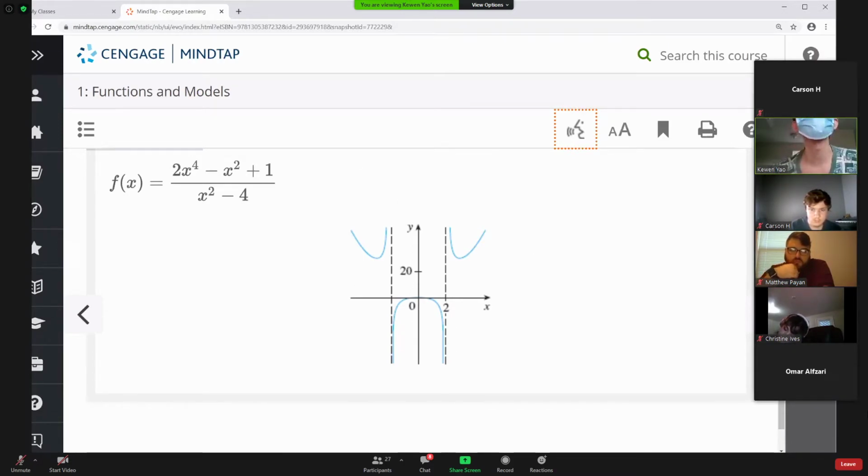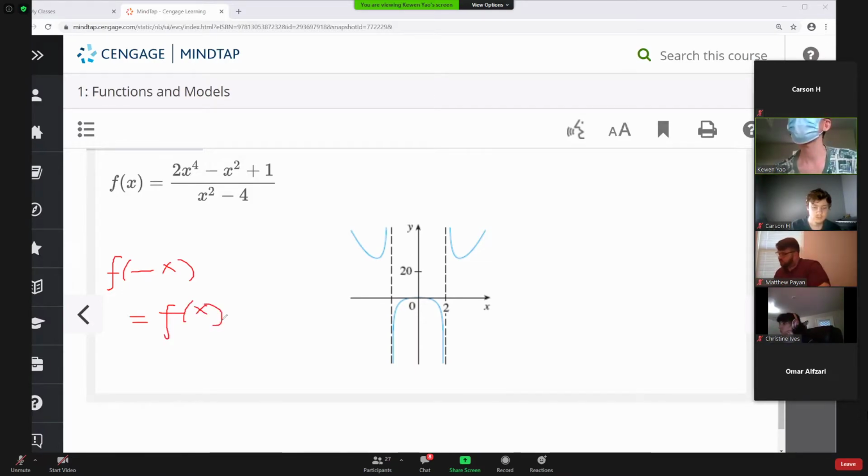Also, you can use the definition. This is f(x). You replace x by negative x, and you can easily verify that it is equal to f(x), because all powers are even powers. It's an even function. So without sketching, you can use the function formula to determine that it's an even function. Of course, you can sketch, but without sketching, how to determine that?